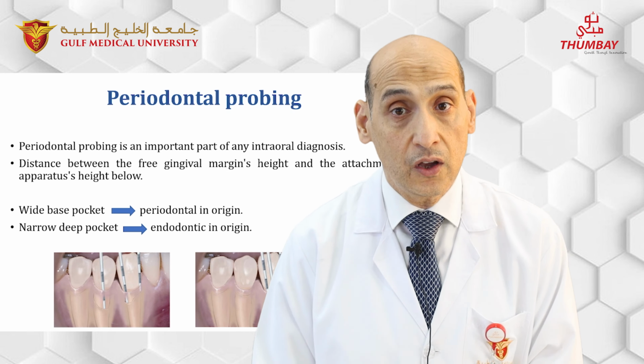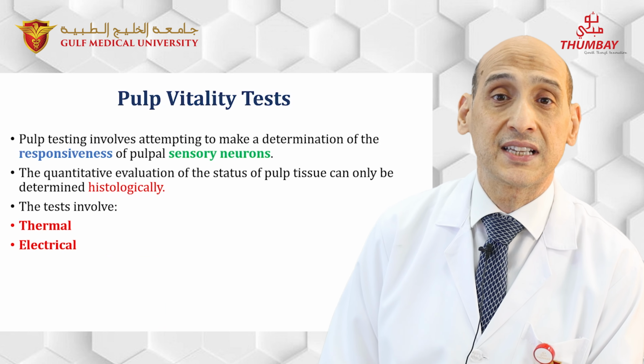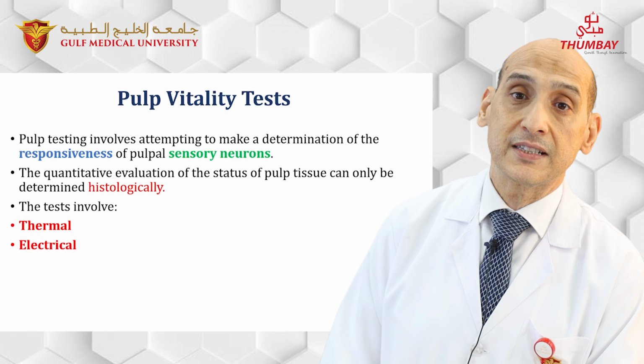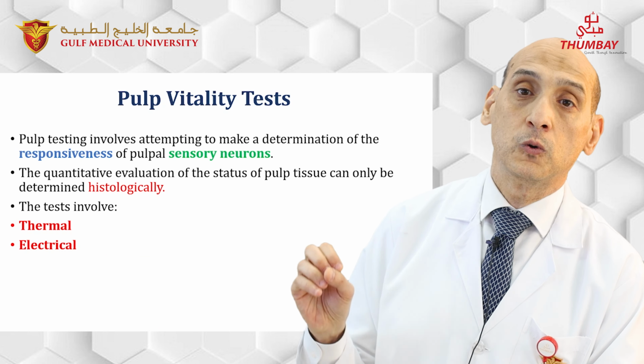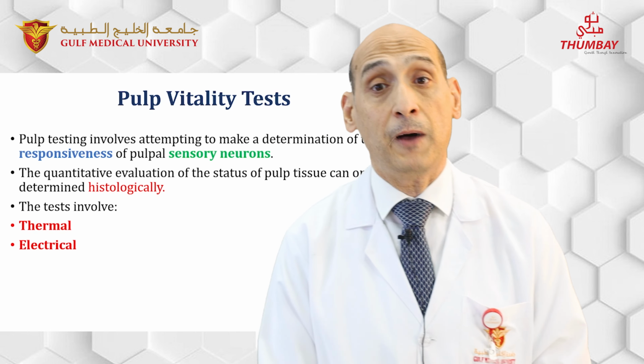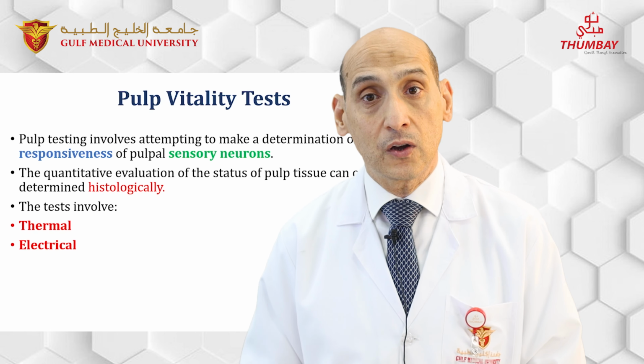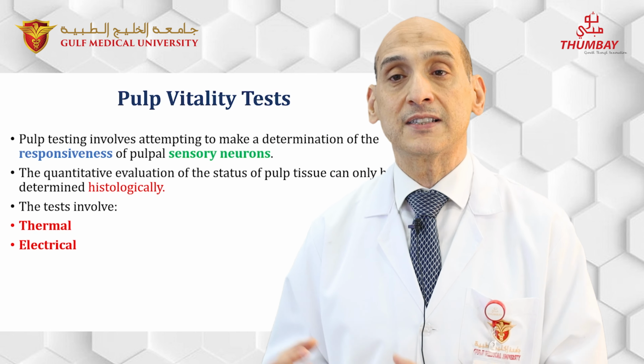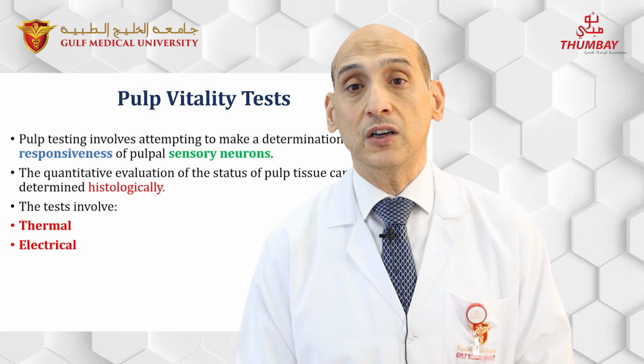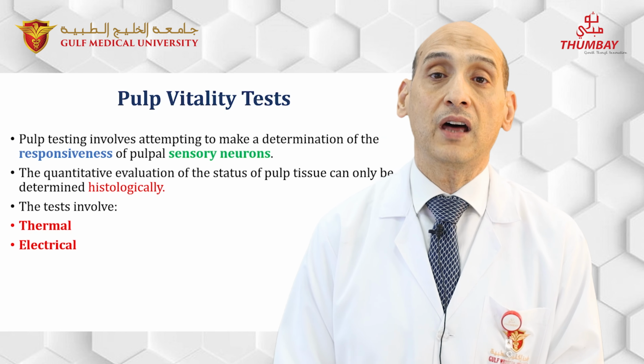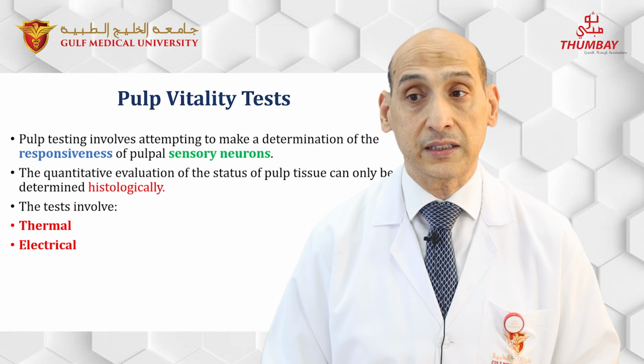Then we come to the pulp vitality test, or I can say the pulp sensitivity test or sensibility test. This is through activation or excitation of the neural nerve endings still present in the pulp. So if there's a response, this means that the pulp is still vital. And if there's no response, mostly there will be loss of vitality of this tooth. Okay? This pulp sensibility test can be done either by thermal or electrical means.